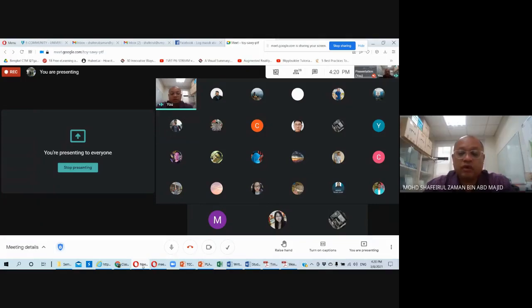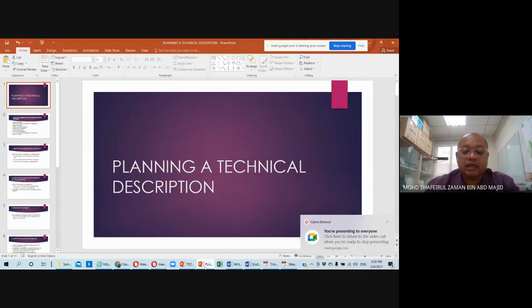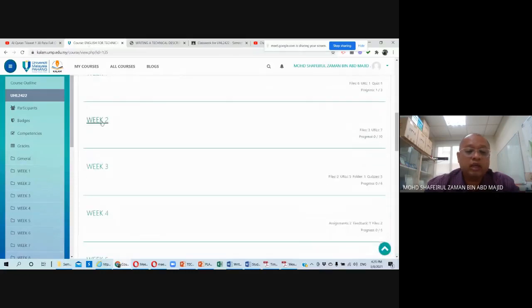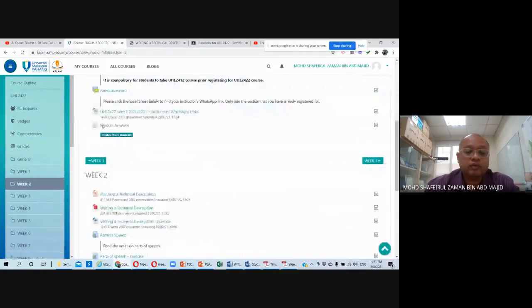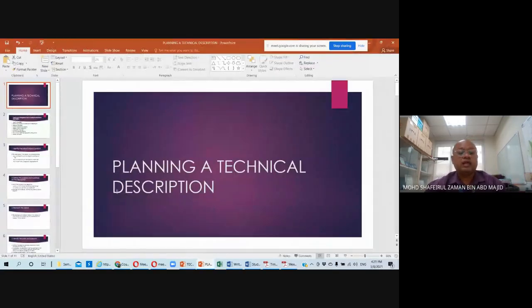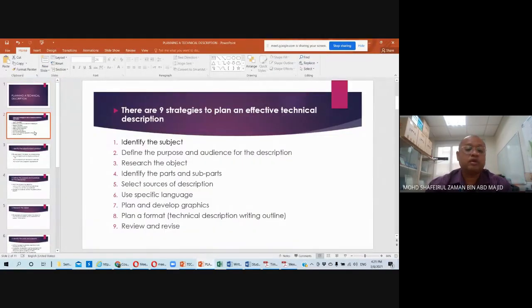All right, so I believe that you have done your prior reading regarding technical description, so you know what it is about and how you're going to organize your technical description, and that is what we are going to do today. Let's have a look at planning a technical description. If you go to Kalam and then you click week 2, you can see this slide, planning a technical description. What does it mean by planning a technical description? Basically, there are 9 strategies.